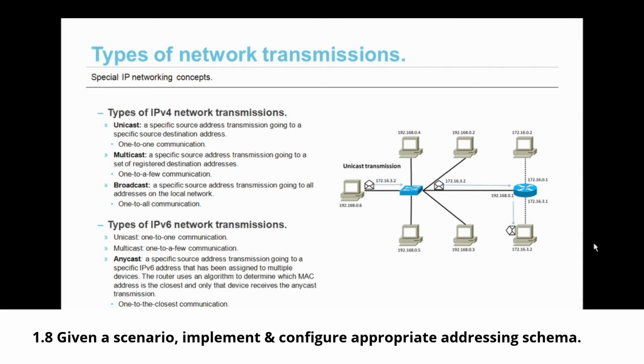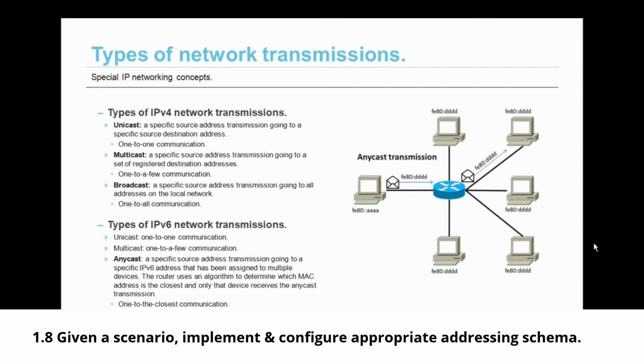IPv6 uses unicast, just like IPv4 does. IPv6 also uses multicast, just like IPv4. Where IPv6 differs is with anycast transmission. Anycast is where a specific source address transmission is going to a specific IPv6 address that has been assigned to multiple devices. The router uses an algorithm to determine which MAC address that has that specially configured IPv6 address is closest, and only that device receives the anycast transmission.